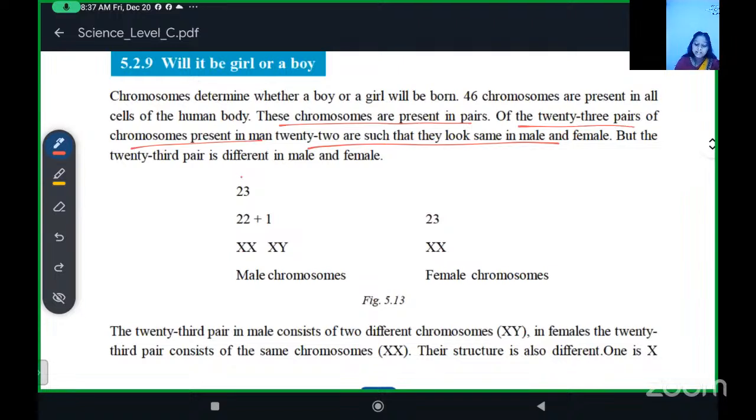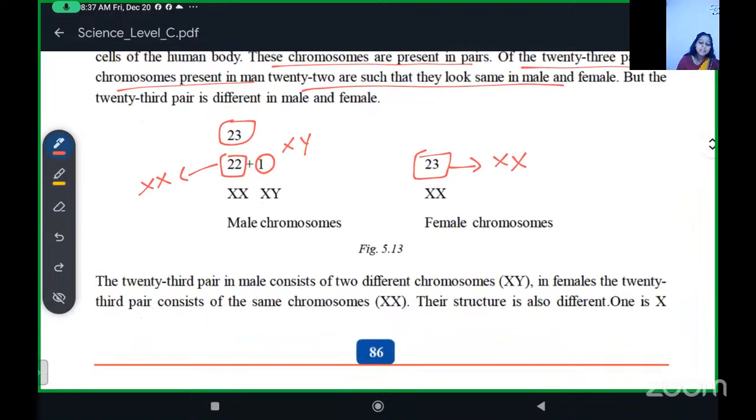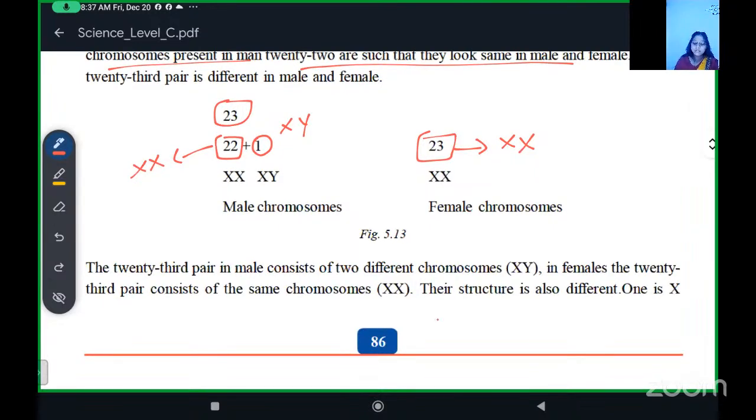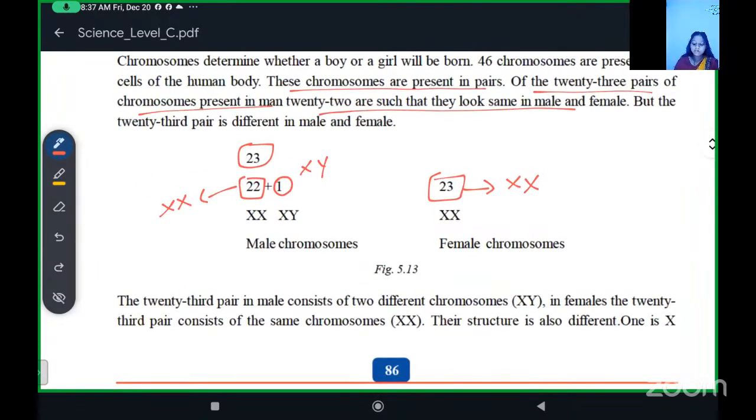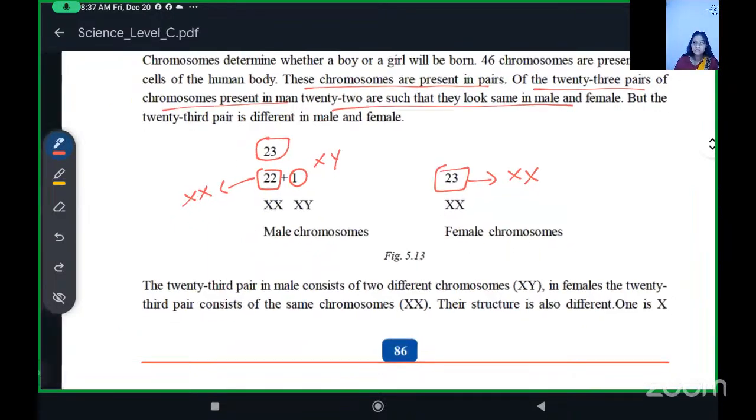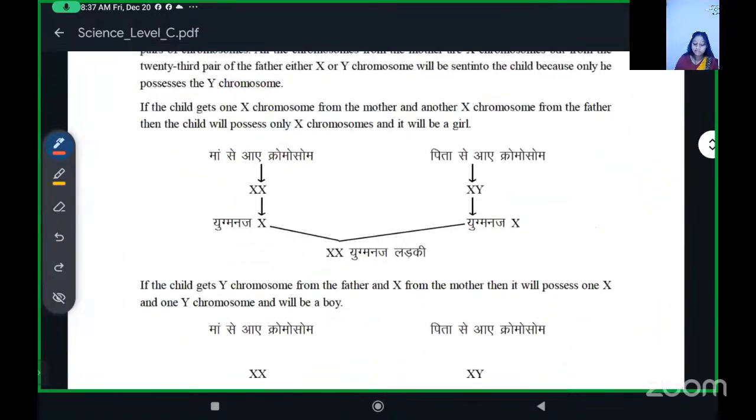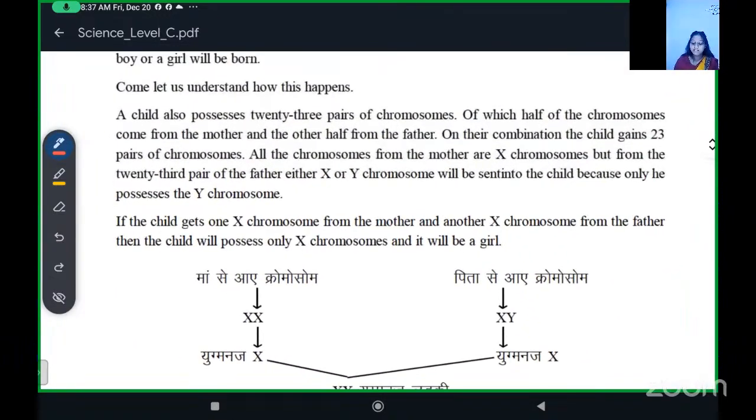Okay, so 23 pairs are present in male and 23 in female, but in male 22 are XX chromosomes while 1 is the XY chromosome, while in female all 23 are XX chromosomes. There was one other textbook which had a diagram of this, showing how the chromosome looked and why it is called XX, because the shape is like an X.